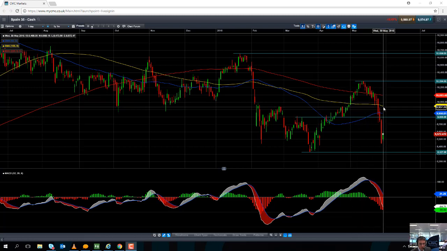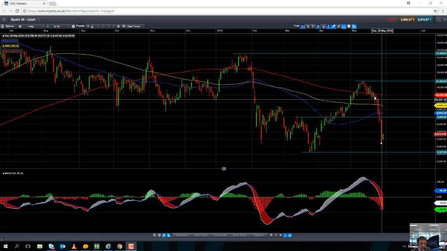And if you go beyond the 100-day moving average, the next big level to watch out for will, of course, be the 200-day moving average, this red line here, which comes into play at just south of 10,100. And if you take out the 200-day moving average, that could suggest that the recent negative move has come to an end.